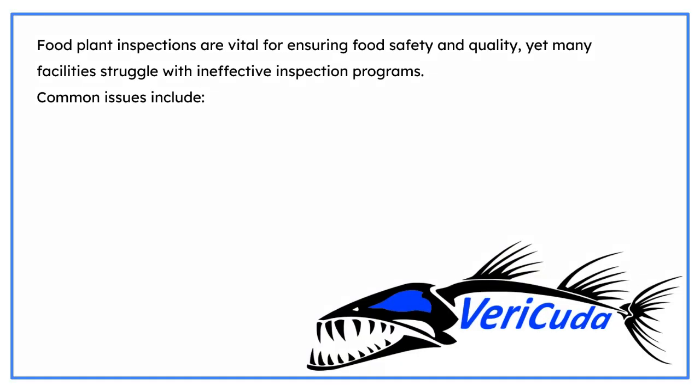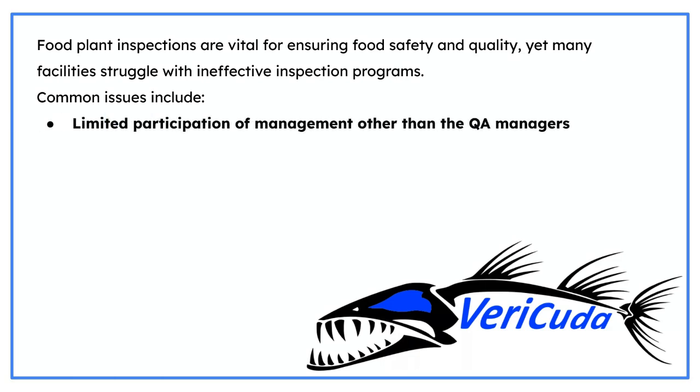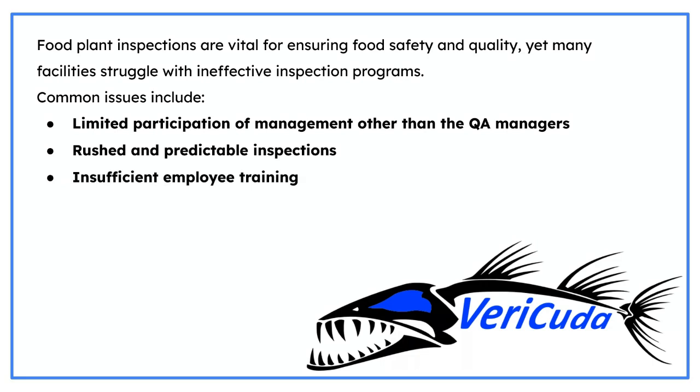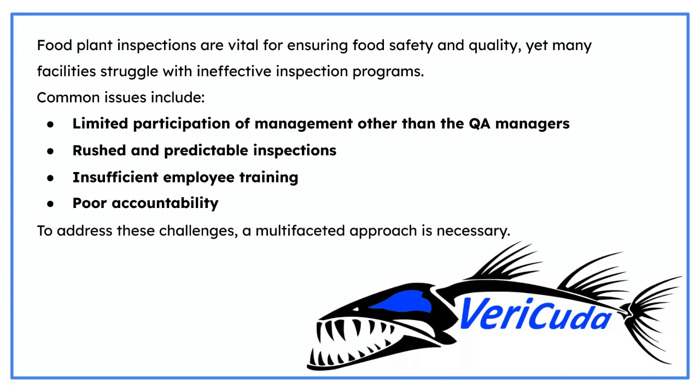Food plant inspections are vital for ensuring food safety and quality, yet many facilities struggle with ineffective inspection programs. Common issues include limited participation of management other than the QA managers, rushed and predictable inspections, insufficient employee training, and poor accountability. To address these challenges, a multifaceted approach is necessary.